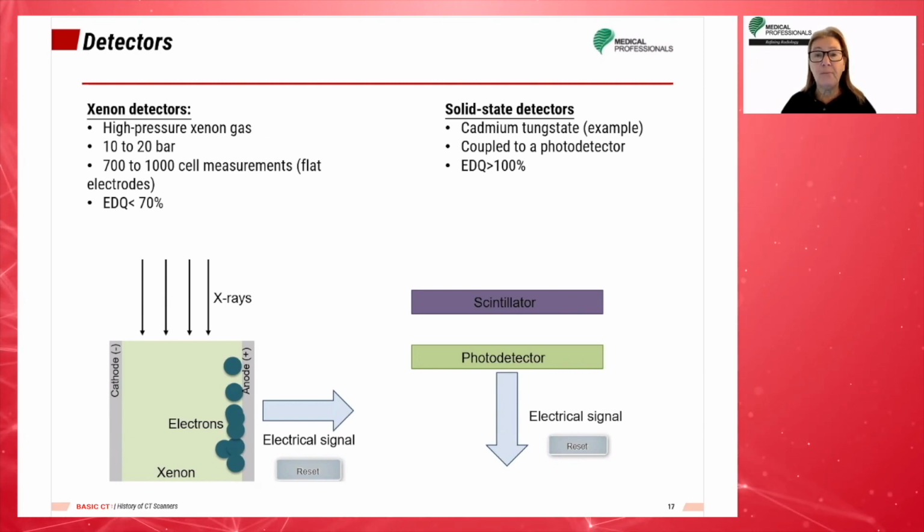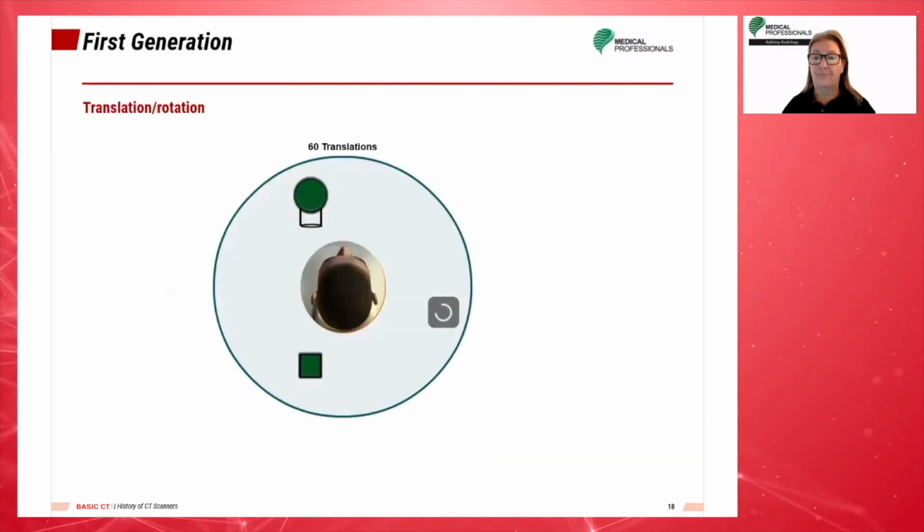When the X-ray beam interacts with xenon gas, the gas is ionized. The electrons produced then travel and accumulate in the anode. This is then transmitted into an electrical signal which is sent to the computer system.